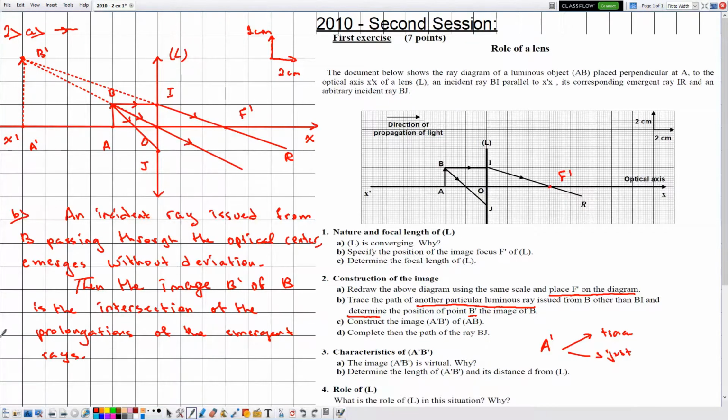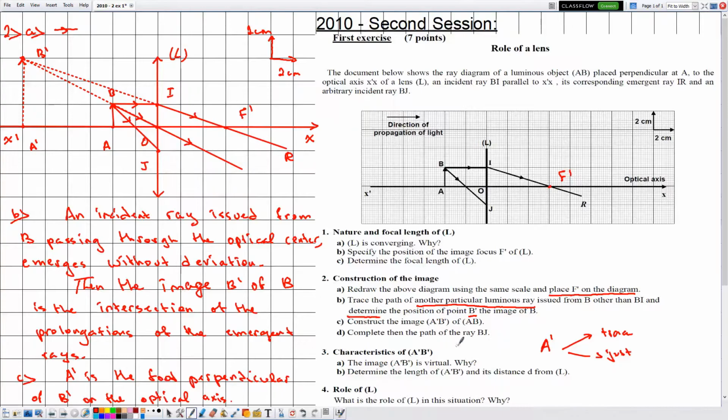So this is the tracing of the image. Now let's do the justification. So we are in part C. A prime is the foot of the perpendicular of B prime on the optical axis. So now we have reached part D.